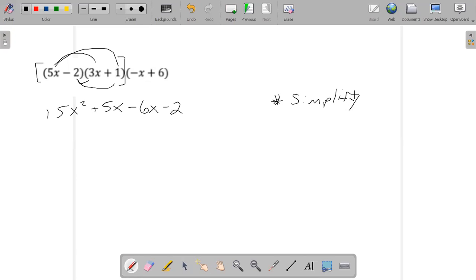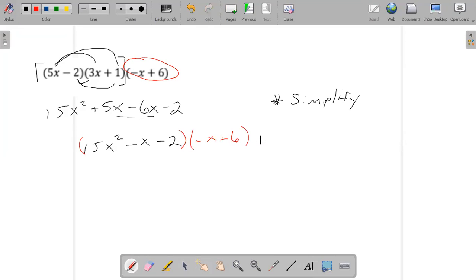So you remember how a while ago I said future you is going to be very, very happy when you simplify when you're supposed to? This is one of those cases where you're going to be very happy when you're simplifying. All right. So by simplifying, I just mean combine your like terms. So I have 15x squared minus x minus 2. And now remember, I have not actually completed my problem yet. I haven't taken care of this thing here yet. So I need to multiply this by negative x plus 6.